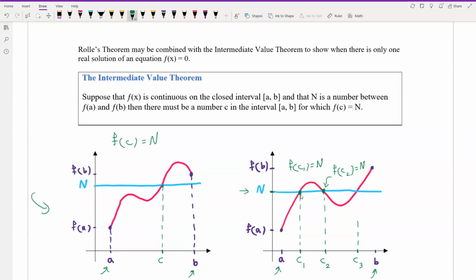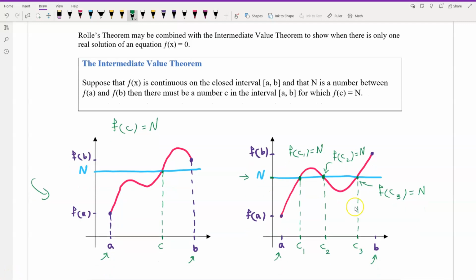Based on that, at this point f of C3 is equal to capital N, and capital N is between f of A and f of B. So here in this case, we had more than one number in this closed interval for which f of C was equal to capital N.